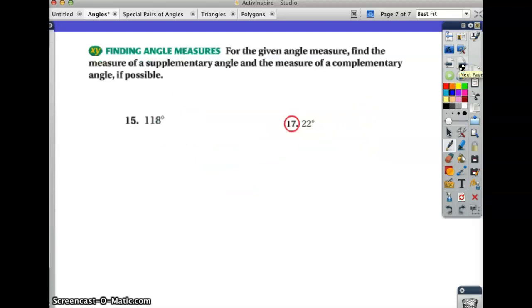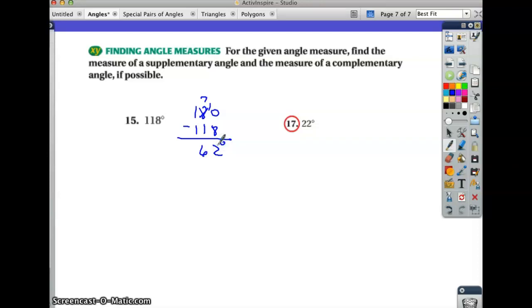Next, for the given angle measure, find the measure of a supplementary angle and the measure of a complementary angle, if possible. Since the measure of our first angle is 118 degrees, it's already greater than 90, so there can't be a complementary angle. But there can be a supplementary angle. Again, you take 180 and subtract 118, and 62 degrees is your supplementary angle.